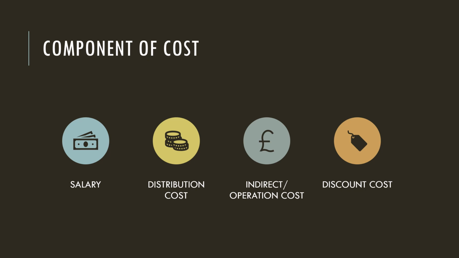The next component is indirect and operation cost, which includes printing cost, stationery and telephone bill cost, electricity bill, internet charges, auditing charges, repair and maintenance charges, computer charges, bank charges, and other miscellaneous charges as the indirect costs. The next component is the discount component, which includes the discounts given by the distributor in the market, like wholesale discounts, which come under the discount cost.